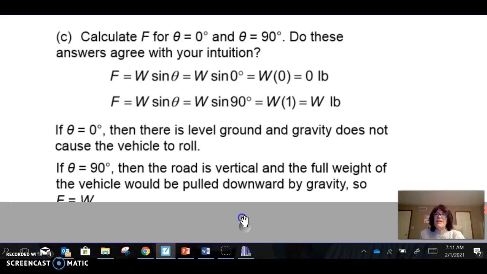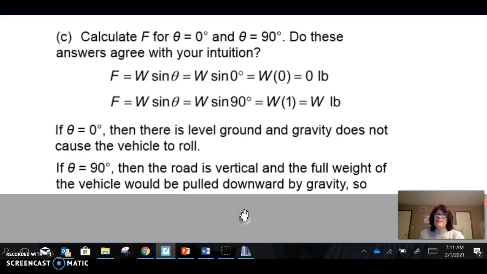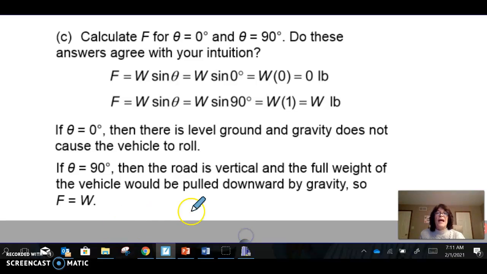If I'm trying to go up a 90-degree hill, first of all, the road is vertical and the full weight of the vehicle would be pulled down by gravity. Don't go up a 90-degree hill. Okay, so the force would actually equal the weight of the car. I thought that was kind of a cute little problem.